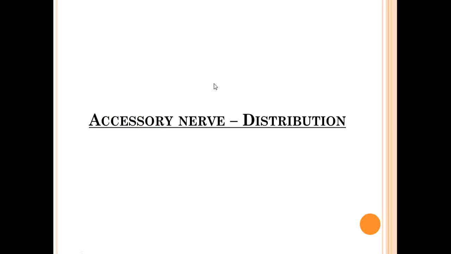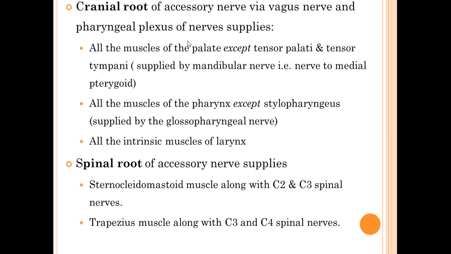Okay. Now what is the distribution of the nerve? The cranial root of the accessory nerve via vagus nerve and pharyngeal plexus of nerve supplies all the muscles of the palate except tensor palati and tensor tympani, because all the muscles of the palate except these two muscles are supplied via the cranial root of accessory nerve. Okay, but these two muscles, that is tensor palati and tensor tympani, are supplied by mandibular nerve, which is the nerve to medial pterygoid.